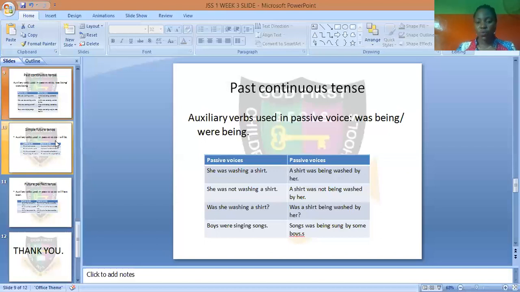She was not washing a shirt. A shirt was not being washed by her. Was she washing a shirt? Was a shirt being washed by her?